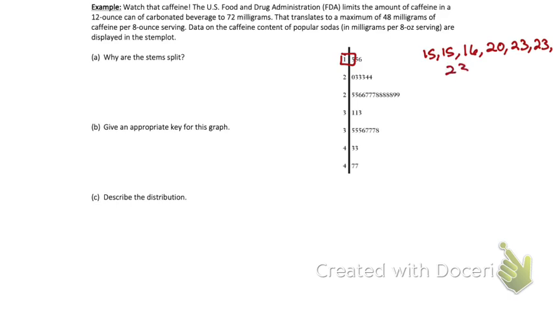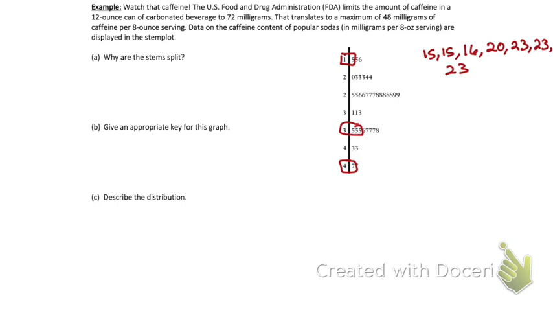Okay, do you guys see how to read it now? What's the highest amount of caffeine in a can? 47. How many of the cans had 35 milligrams of caffeine? 3 of them. Right here. Okay. Do we see it?